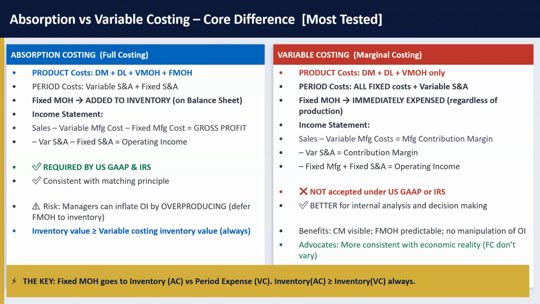Then, no manipulation of operating income in variable costing. That's not possible. But in absorption costing, that's the biggest limitation. Advocates, as I told you, feel variable costing is closer to economic reality because fixed cost doesn't vary according to production. So according to them, variable costing is best. According to US GAAP, absorption costing is best.